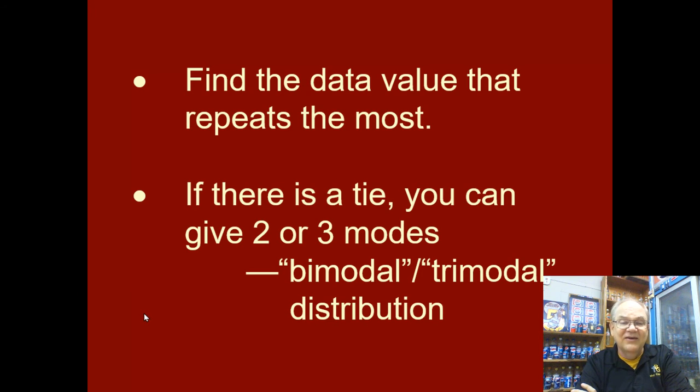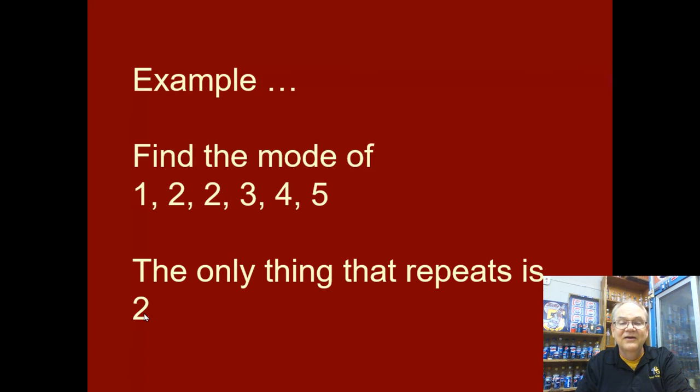And if you happen to have a tie, then you give 2 or 3 different answers for the mode. That's literally what bimodal that we talked about before stands for. It means 2 modes. You could also have trimodal data that would have 3 modes. So like if I had 1, 2, 2, 3, 4, 5, the only thing that repeats is 2, so 2 is the mode.